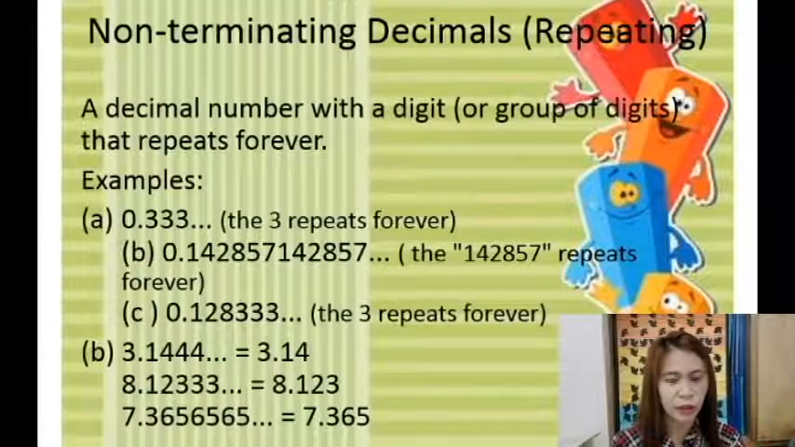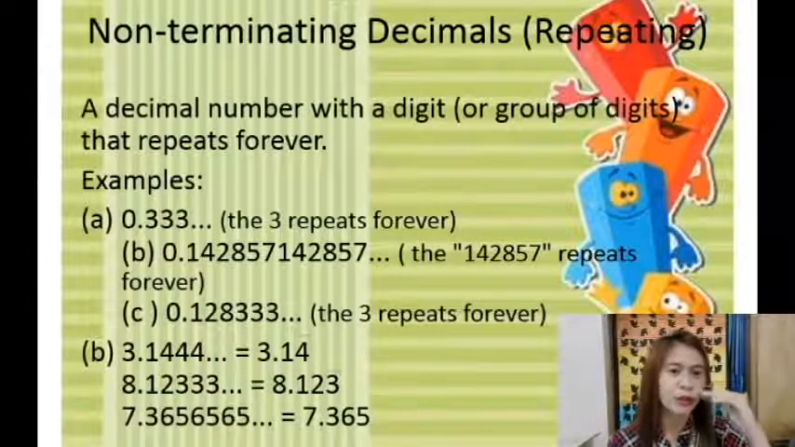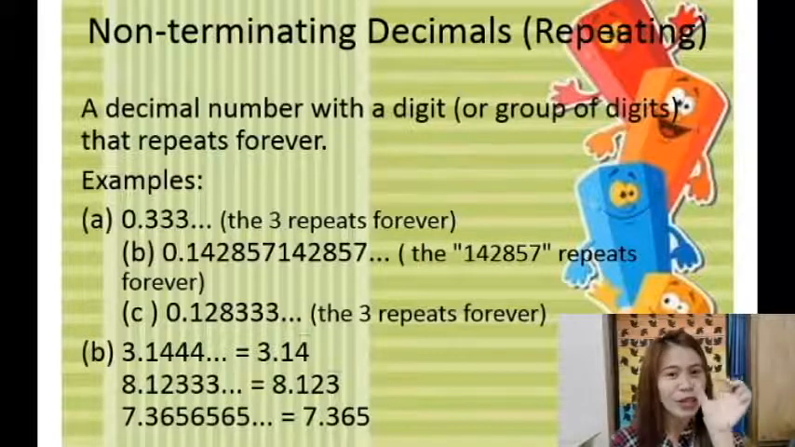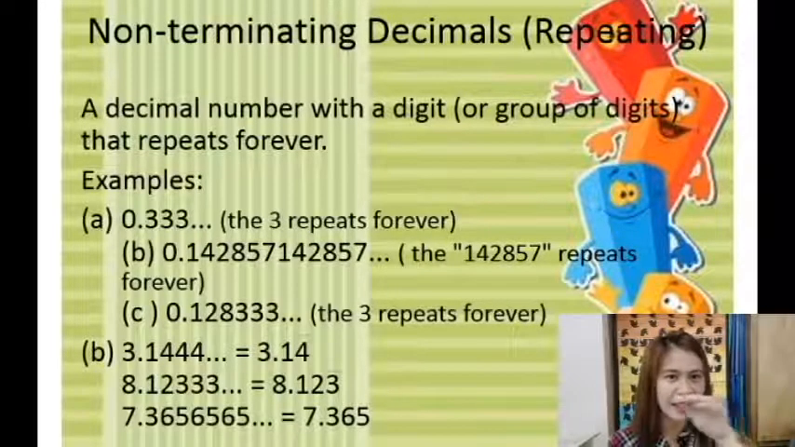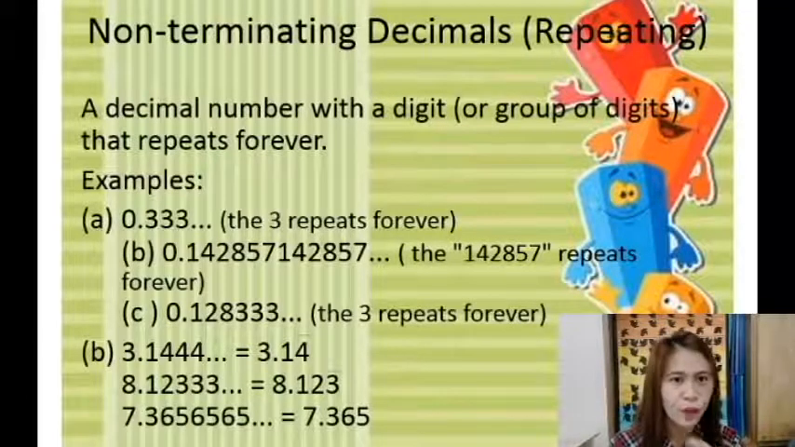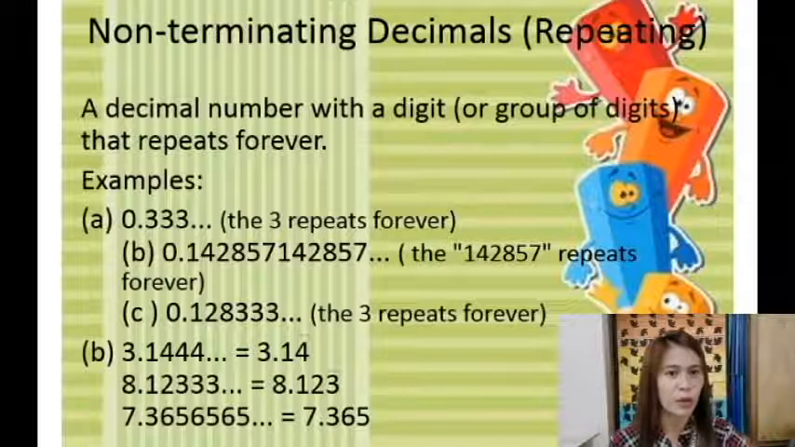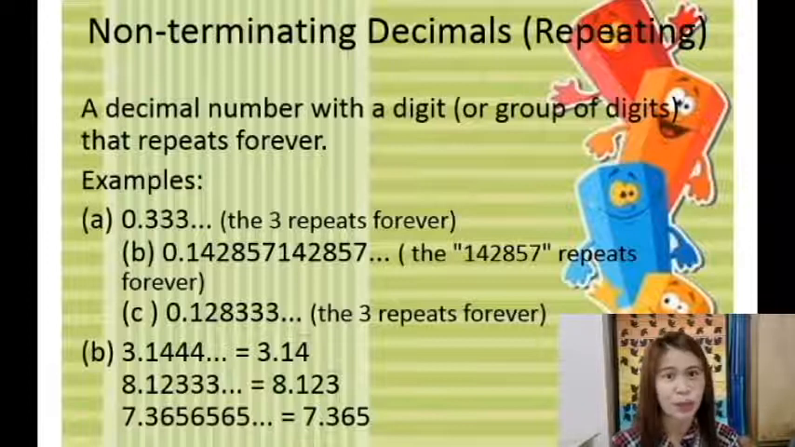Okay, another example, 3.1444. As you can see, there is a line over the 4. That line over the 4 is called a vinculum. The 4 is the repeated digit. In the second, 8.12333, the 3 repeats, so it also has a line over it, and so on.